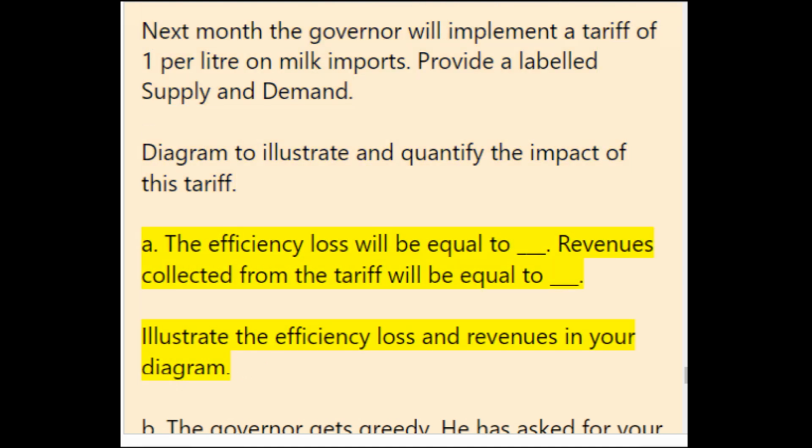A. The efficiency loss will be equal to ____. Revenues collected from the tariff will be equal to ____. Illustrate the efficiency loss and revenues in your diagram.